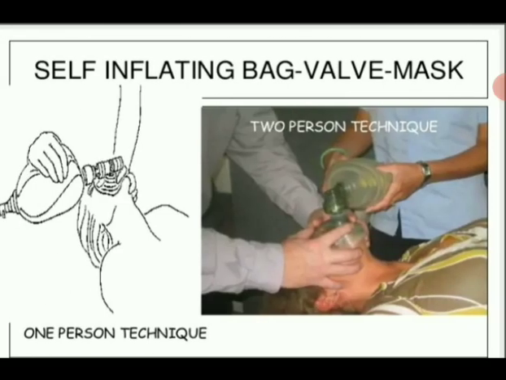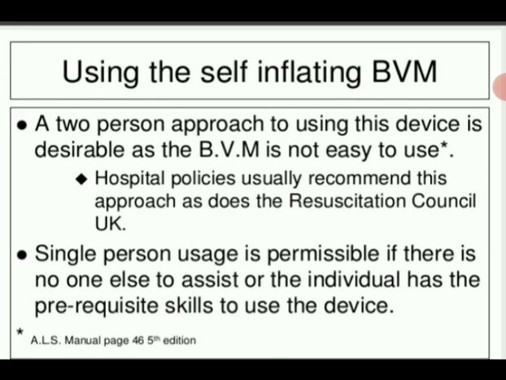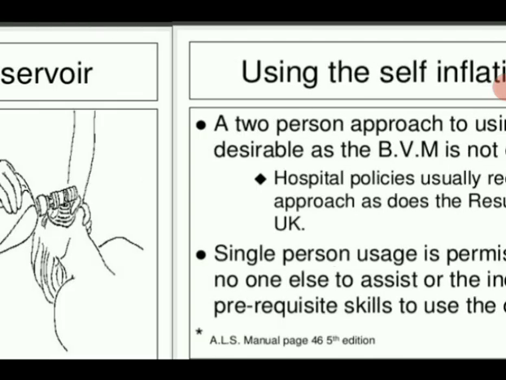This is a self-inflating bag-valve mask, using the two-person technique. While giving this, we must have two people near the patient's side. The two-person approach to using this device is desirable, as the BVM is not easy to use. According to the Resuscitation Council UK, there should be hospital policies, and single-person usage is permissible if there is no one else to assist or the individual has the prerequisite skill to use the device.